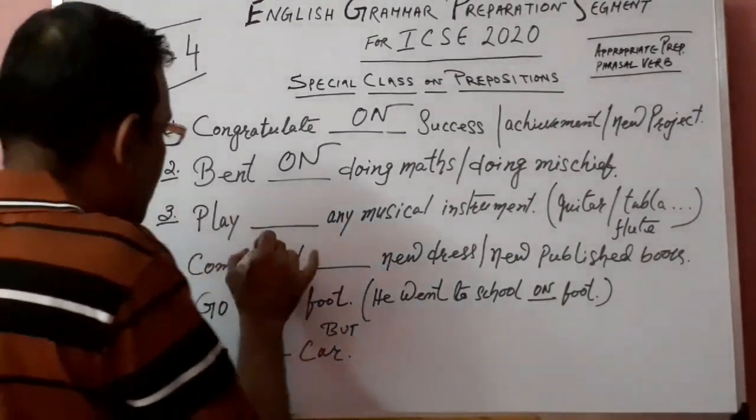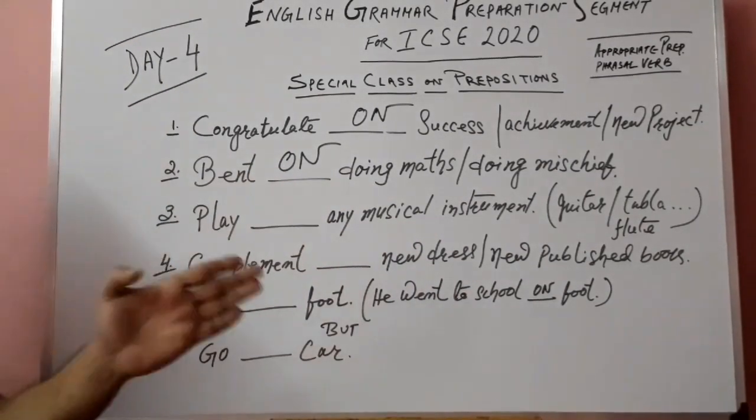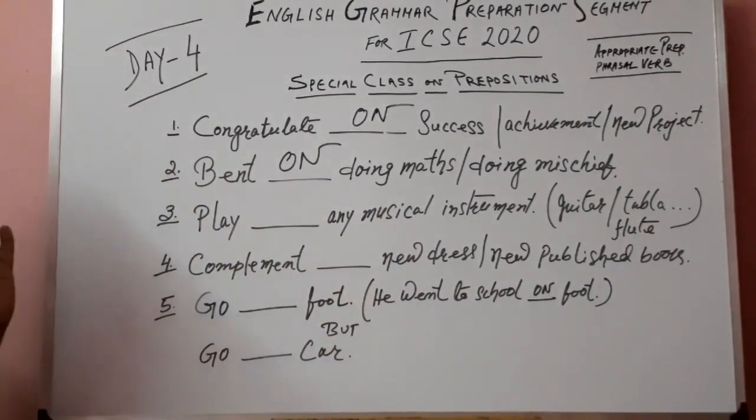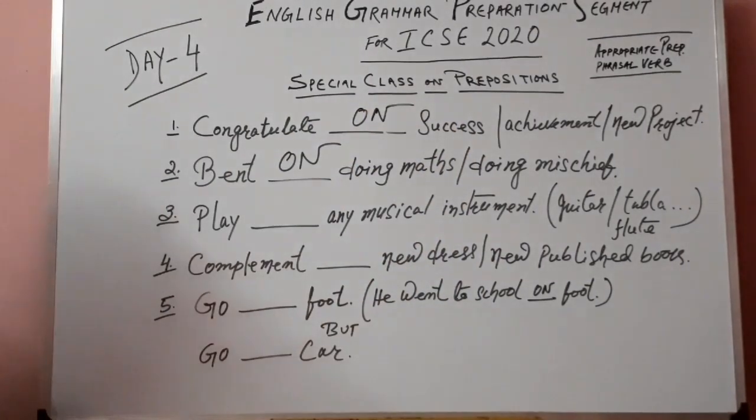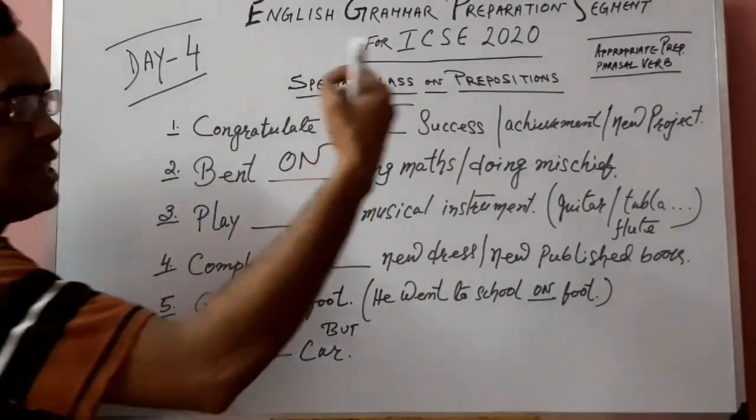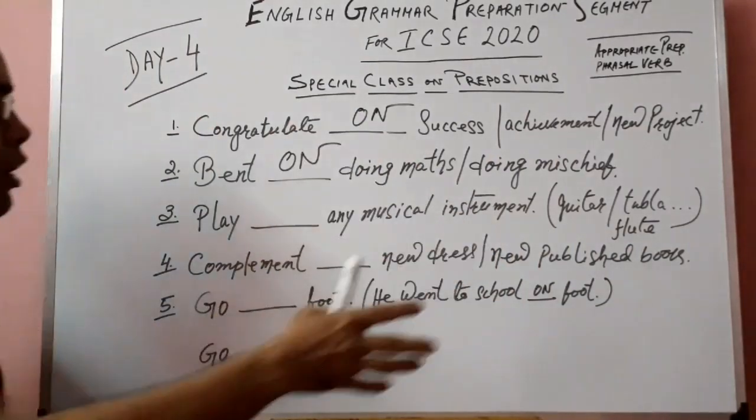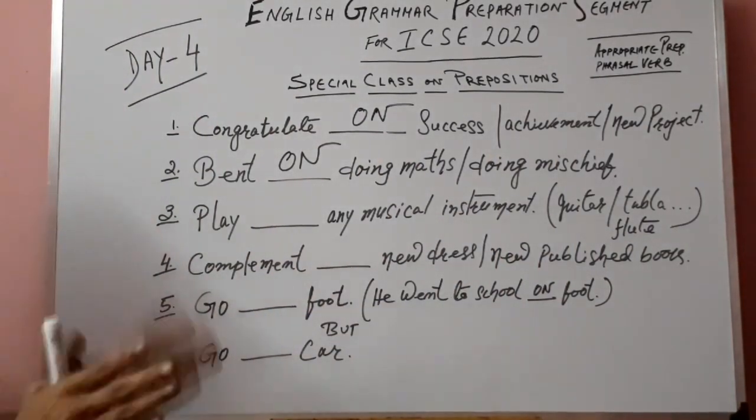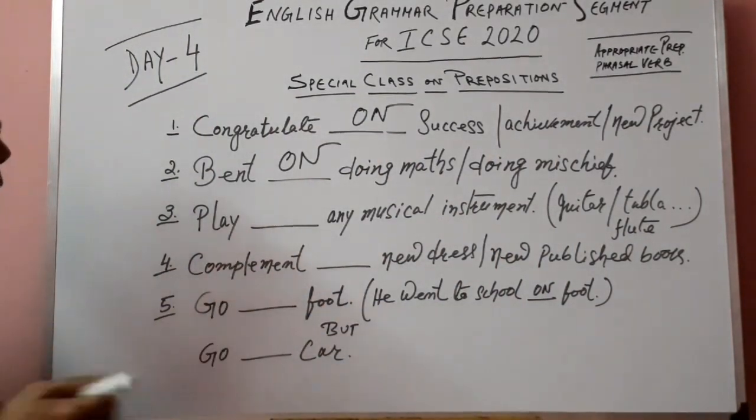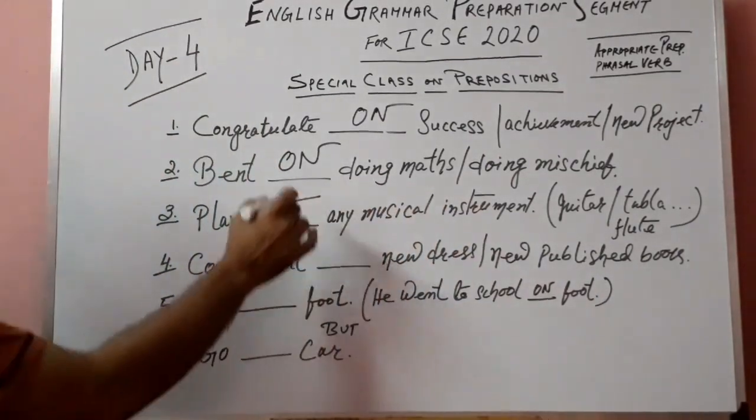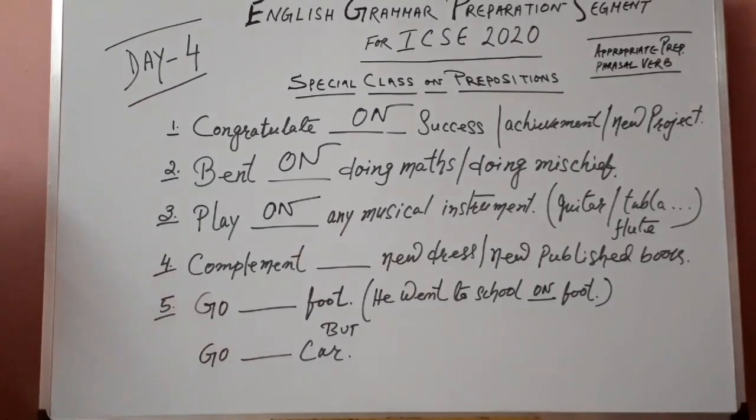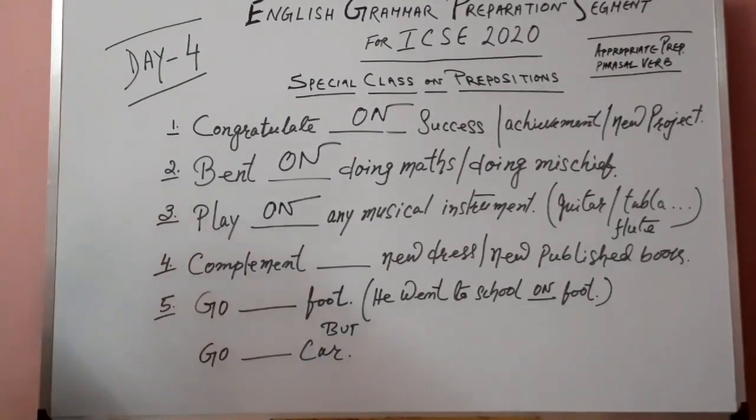Next, go for the word play. Play what? If we say play, fill in dolls, then play with dolls, play with friends. But if playing any musical instrument, guitar, tabla, synthesizer, flute, whatever, any musical instrument, then play on. So play, fill in any musical instrument, then we have to put on. Play on any musical instrument.